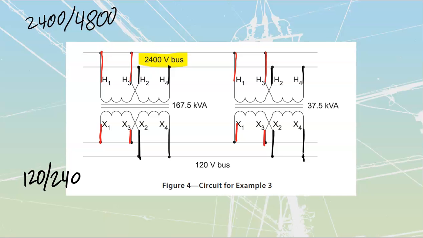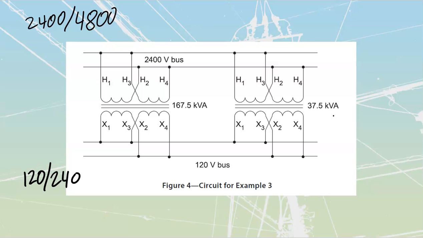The next thing they tell us is that we've got certain kVAs for these. I'm just going to erase all those because I don't need them anymore. This one here is going to be 167.5, which seems like an odd value, but it's actually a very common value. We'll take a look at that in a minute. And then this one over here is going to be a 37.5 kVA as well. You note that that's half of a 75er.